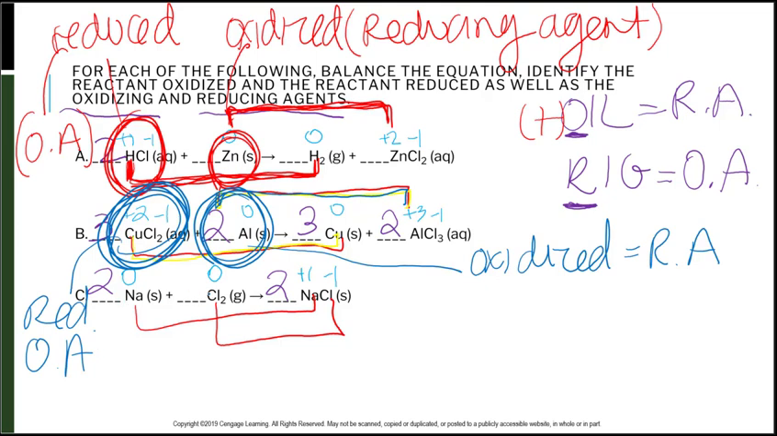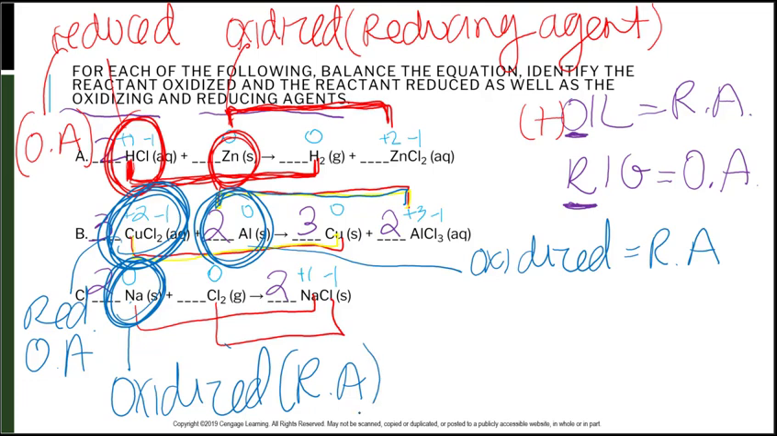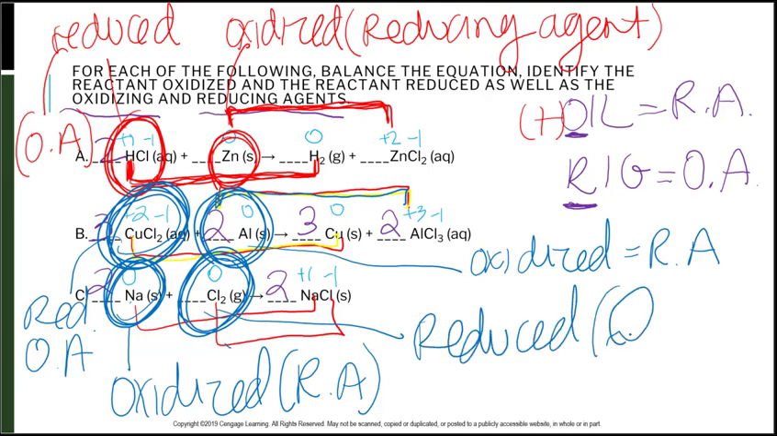Okay, then we have sodium plus chlorine to give us sodium chloride. So the sodium went from 0 to +1. So our sodium was oxidized, so it's the reducing agent. And our chlorine went from 0 to -1. So the chlorine is reduced and is the oxidizing agent.